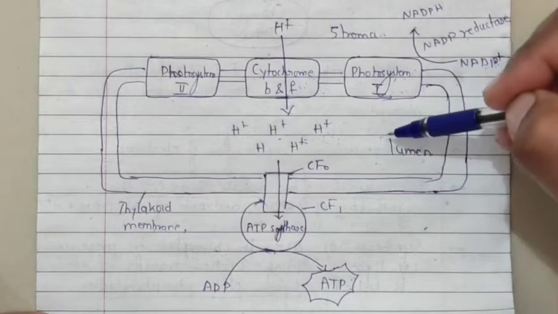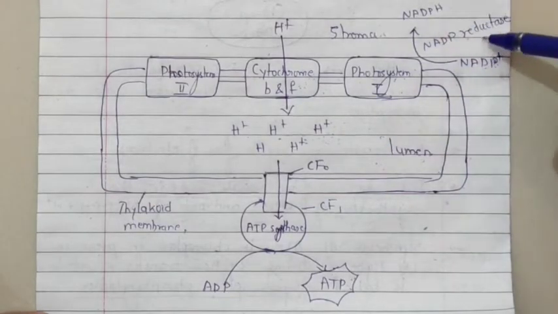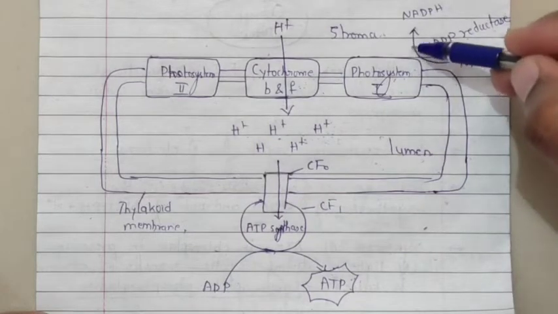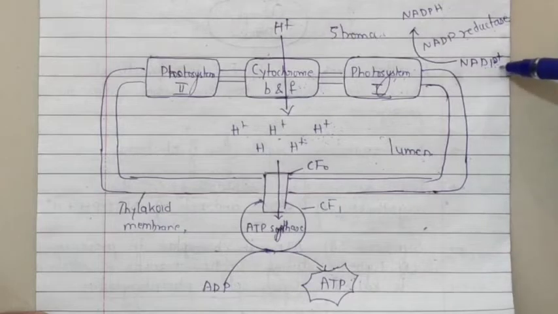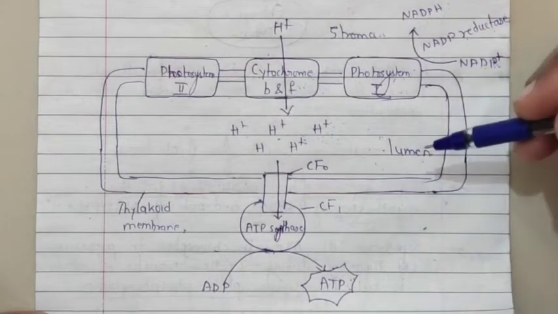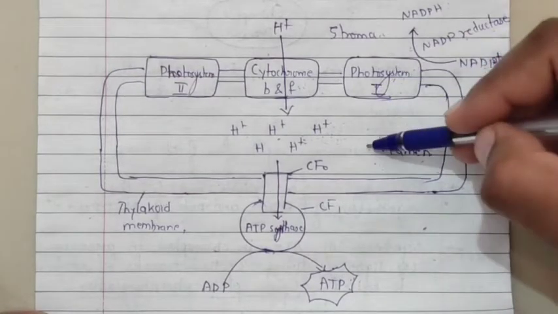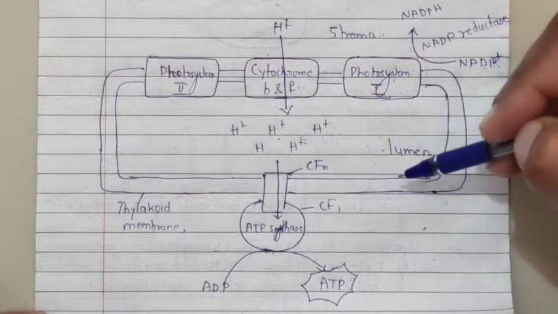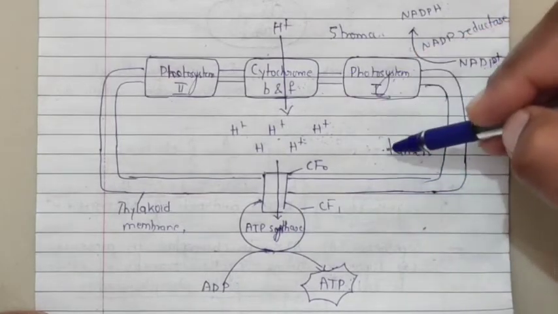There is one more reason why there is a high concentration of proton in the lumen, because the NADP reductase enzyme is found towards the stroma where it reduces NADP plus to NADPH. Here the hydrogen is utilized. As a result, the proton in the stroma decreases in number while the protons in lumen increases in number, thus creating a proton gradient across the thylakoid membrane.